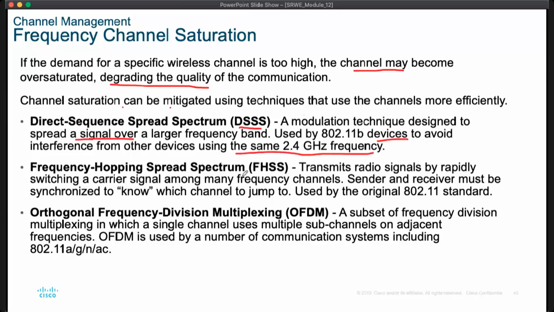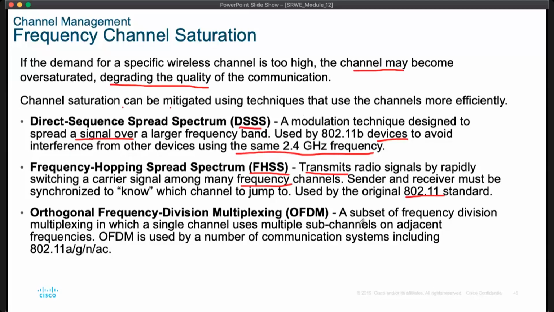And then for the next one, FHSS, frequency hopping spread spectrum. This transmits radio signals by rapidly switching a carrier signal among many frequency channels. Sender and receiver must be synchronized to know which channel to jump to. It was used by the original 802.11 standard.